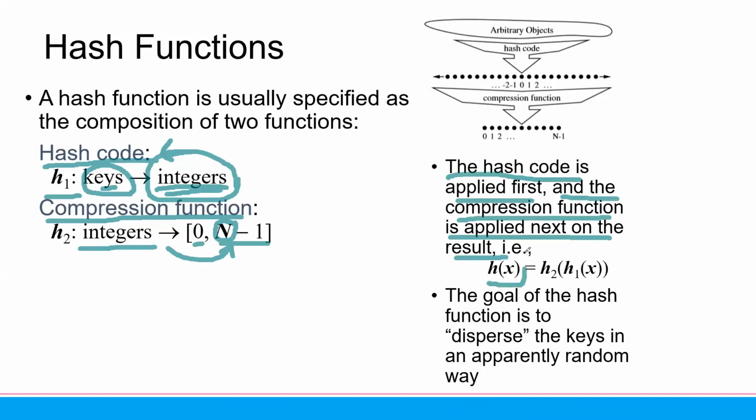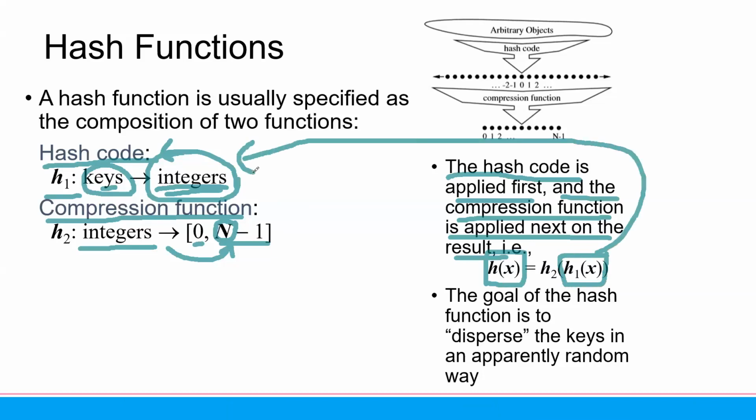So at the end, we have h(x). What is h(x)? It is the result of h1. What is h1? It is the hash code. And then after we do the hash code, we do the next one, h2, which is the compression function. So we first do the hash code and then the compression function.